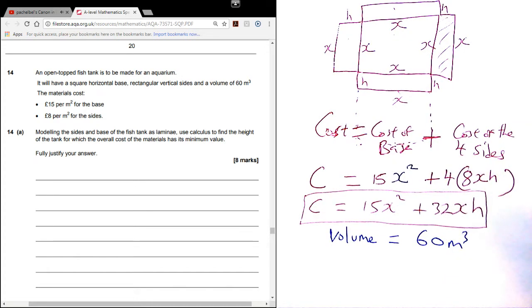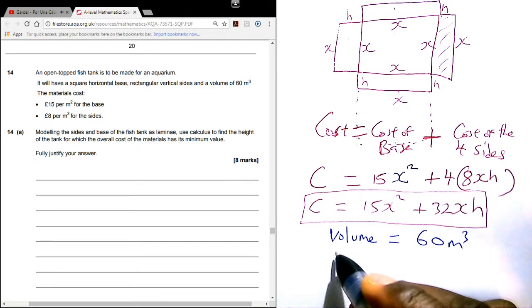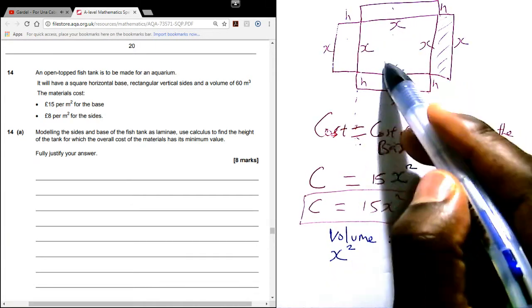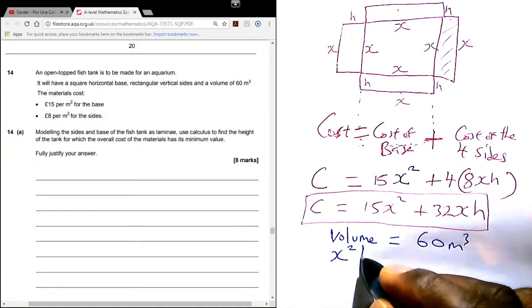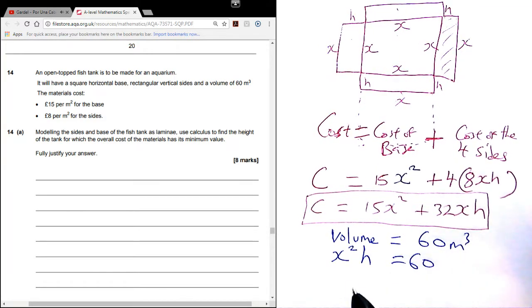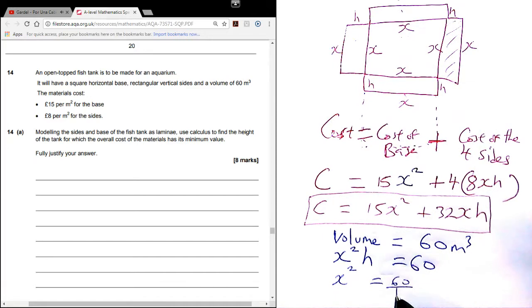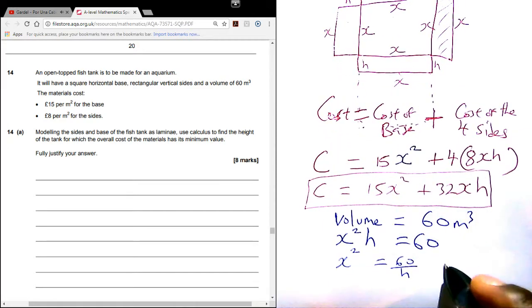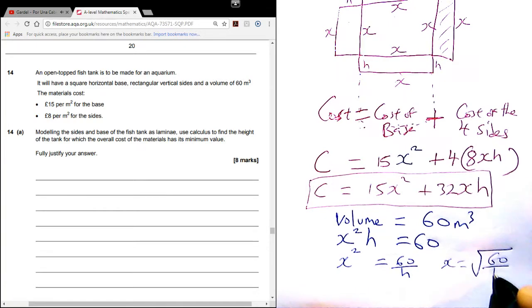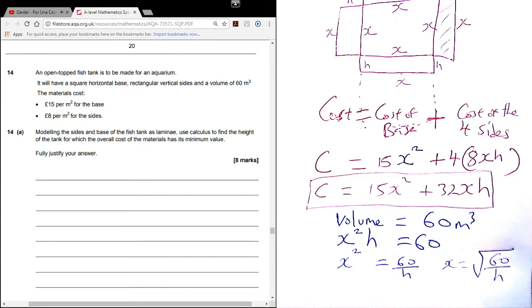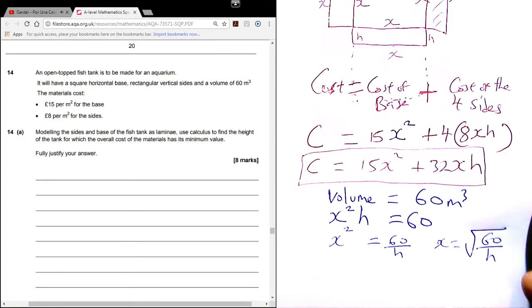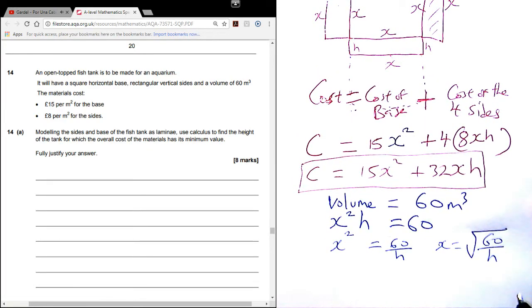So if the volume has to be 60, what does that mean in terms of x and h? What is the volume of a tank? It's the area of the base times the height of the tank. So the area of the base is x squared, and the height is h. If that has to be 60, can we therefore replace x in terms of h? So x squared is 60 divided by h, while x is going to be the square root of 60 over h. So can we throw this into the formula for C so that we know what we are doing?